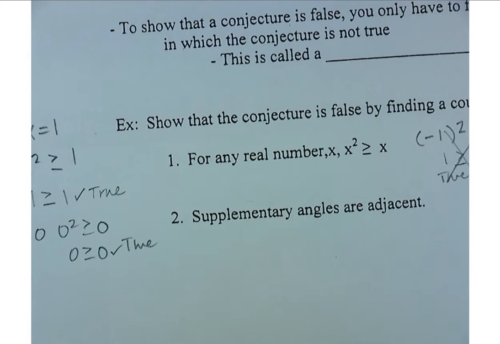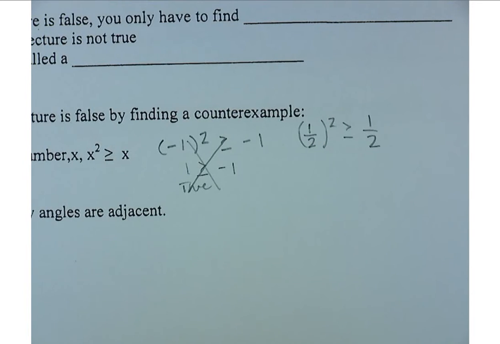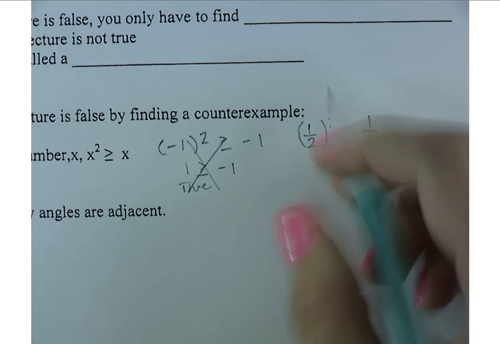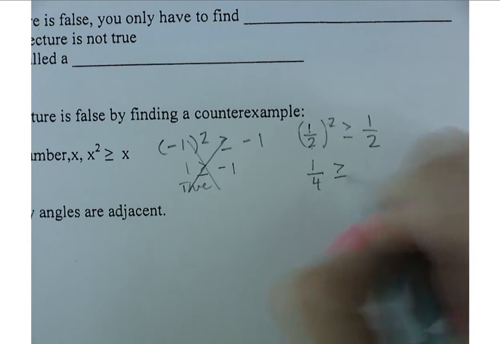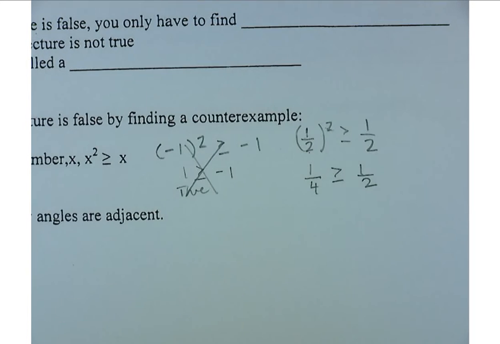I'm sorry. When you square 1/2, do you guys know what you get? 1/4, because it's 1 squared over 2 squared. So 1 squared is 1, 2 squared is 4. Is 1/4 greater than 1/2? No, because if you're thinking of fractions, a quarter is going to be less than half.